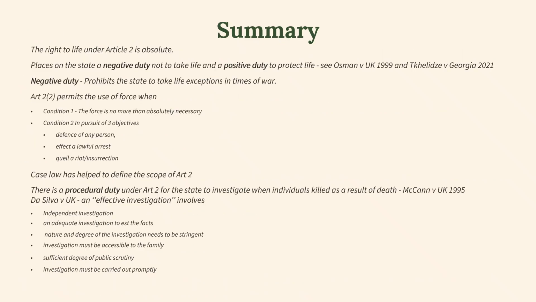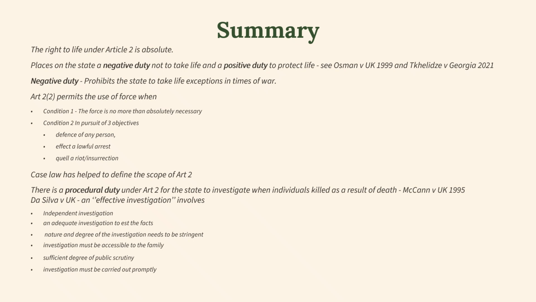Just as a summary to finish the class, the right to life under Article 2 is considered to be absolute. It places on the state a negative duty not to take life and a positive duty to protect life. See Usman and the Taljeka versus Georgia case. Article 2.2 permits the use of force when condition 1, the force is no more than absolutely necessary, and condition 2, in pursuit of one of the 3 objectives: defence of a person, effect a lawful arrest, or to quell a riot or insurrection.